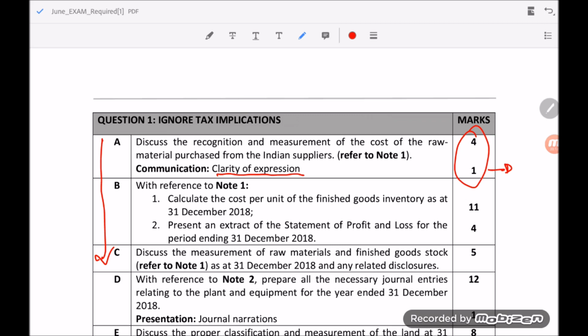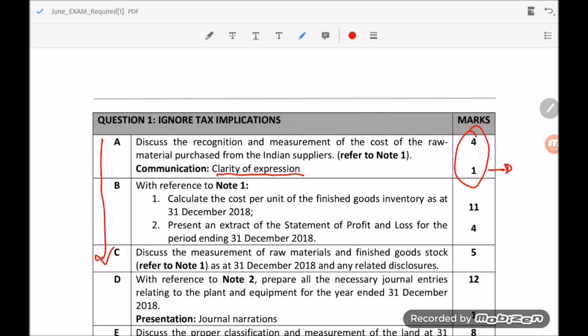Then the other 4 marks, what are they for? Discussing the recognition and measurement of the cost of the raw materials. So at what point should we be recognizing? When should we be recognizing those raw materials? I think that was quite simple, ladies and gentlemen. When do you recognize? The standard is quite clear on that. You recognize when you obtain control of the goods, and if the cost and the economic benefits can be measured reliably. But most importantly, when do we obtain control of these goods?